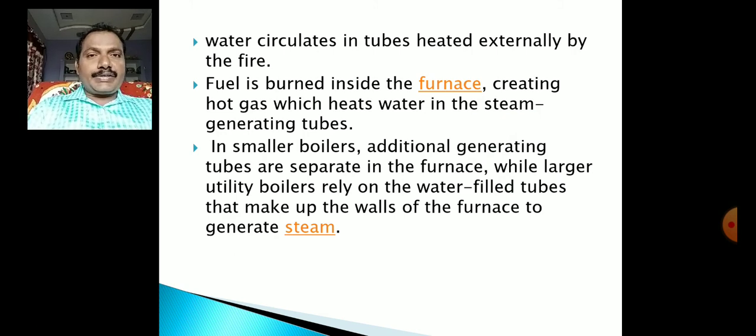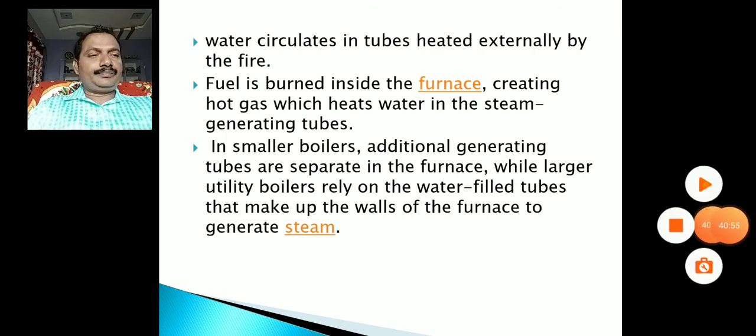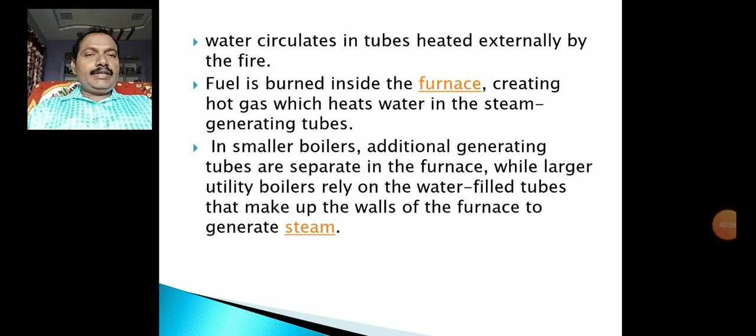So water circulates in tubes heated externally by the fire. So the fuel is burned inside the furnace, creating hot gas which heats water in the steam generating tubes. In smaller boilers, additional generating tubes are separate in the furnace, while larger utility boilers rely on the water filled tubes that make up the walls of the furnace to generate the steam.